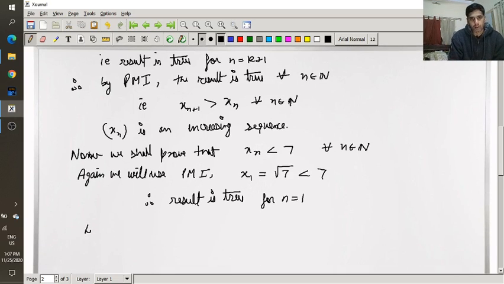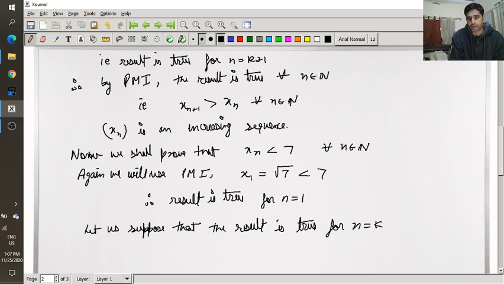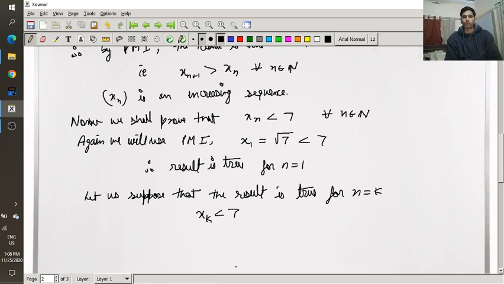Let us suppose that the result is true for n equals k. Now what does it mean? That xk is less than 7, right? So now I need to prove that xk plus 1 is also less than 7.